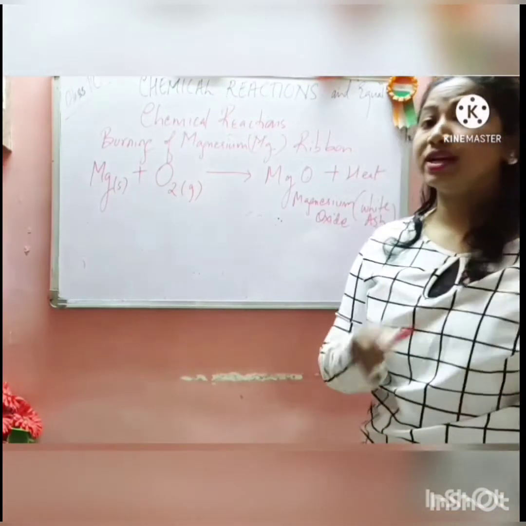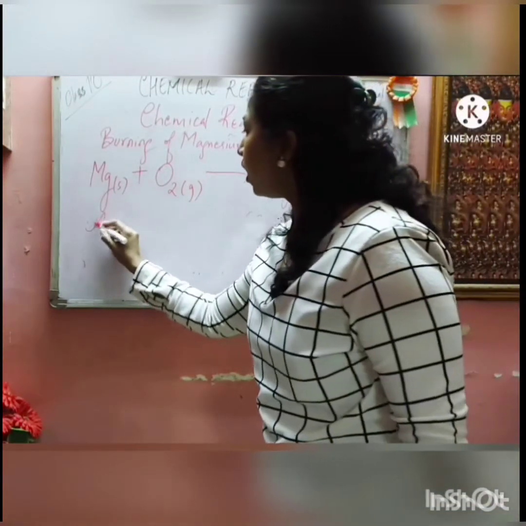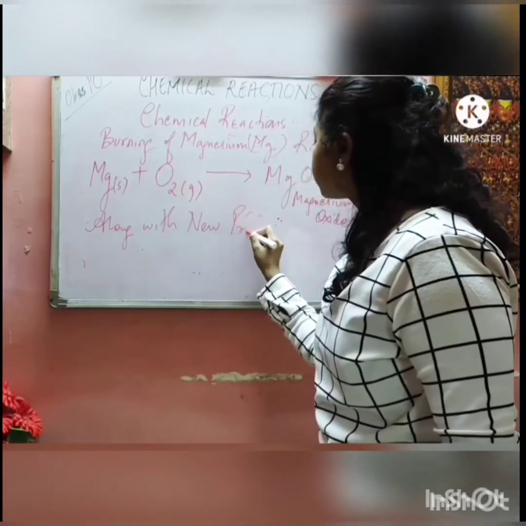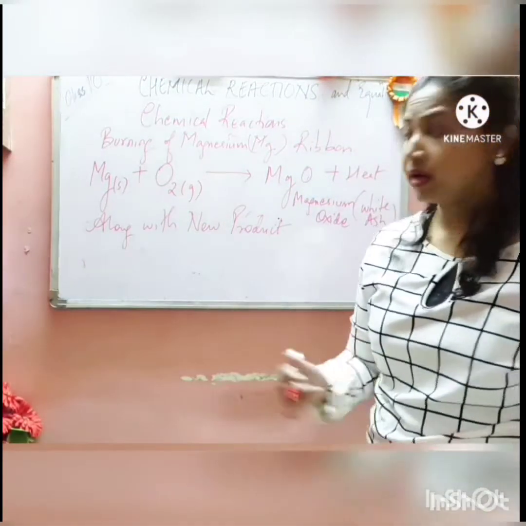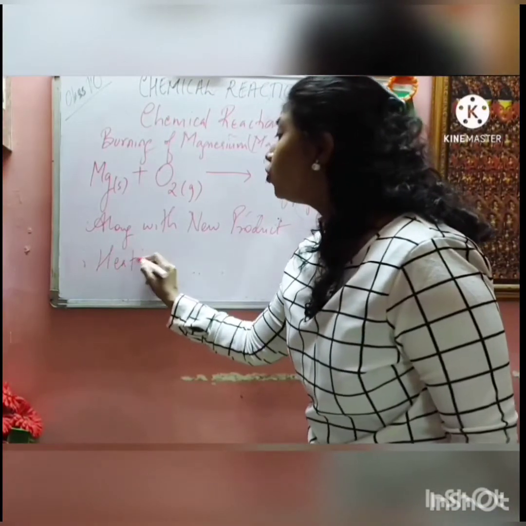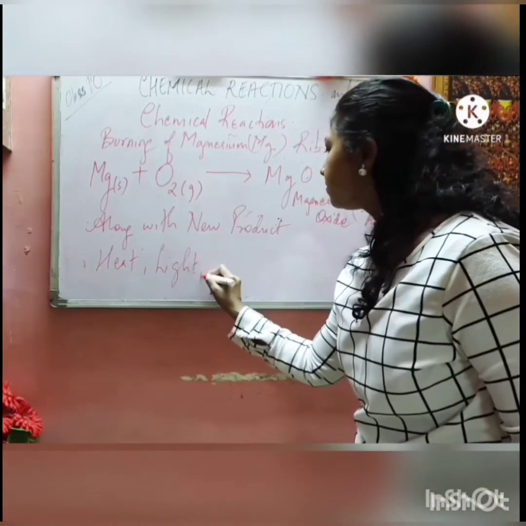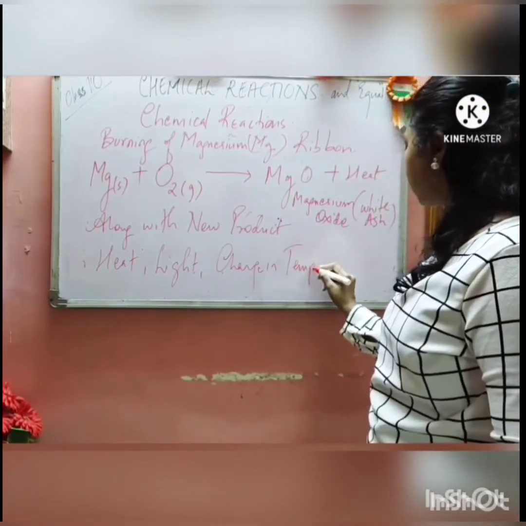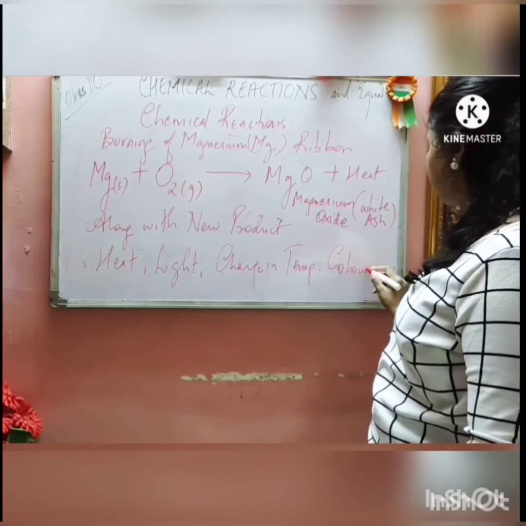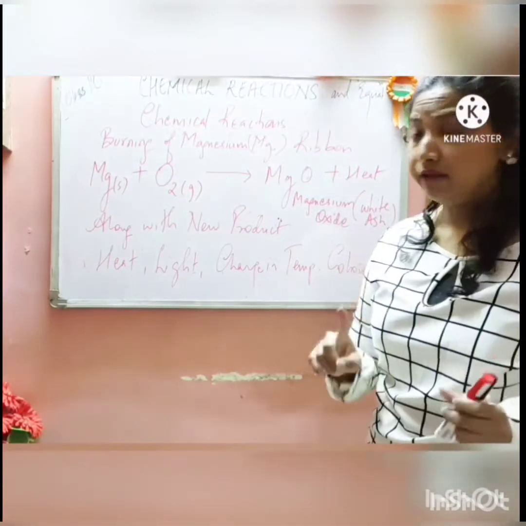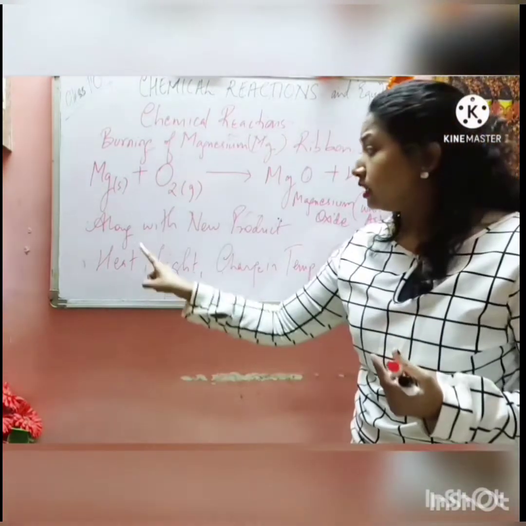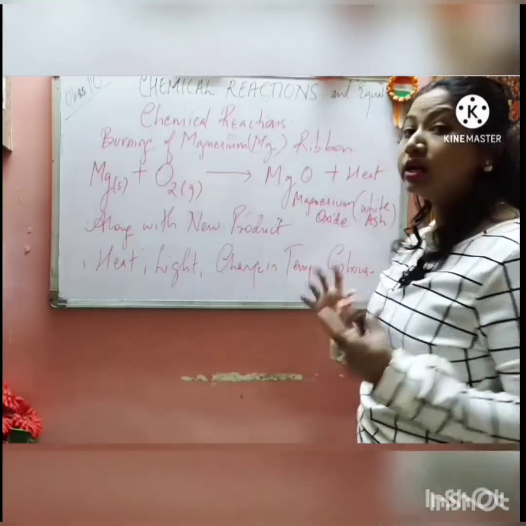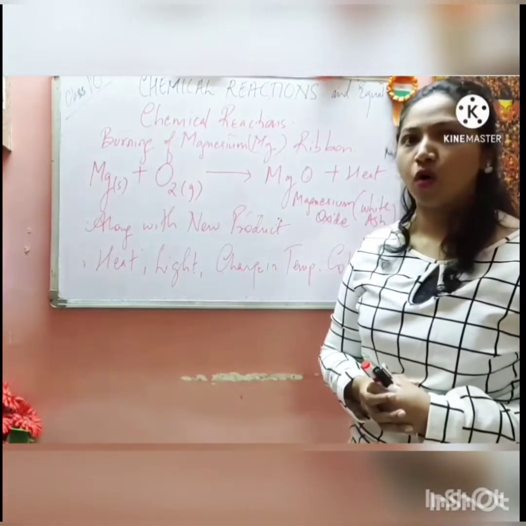But along with that new product, you also get heat. You may get heat, light, and there may be a change in temperature, then color. So if you are getting a new product, and along with that heat, light, change in temperature and color is seen, then you can say that a chemical reaction has occurred.